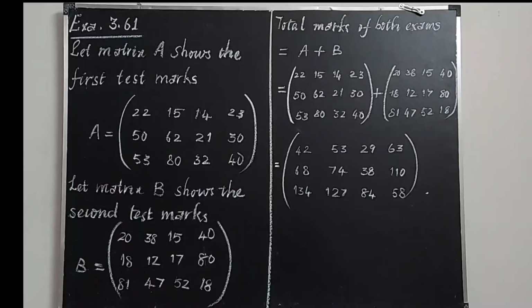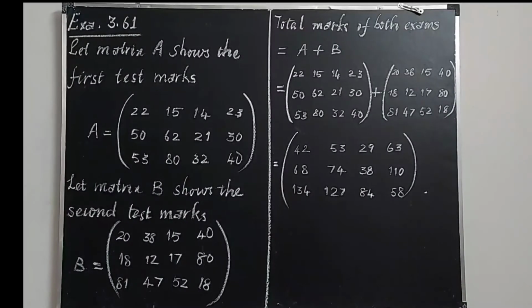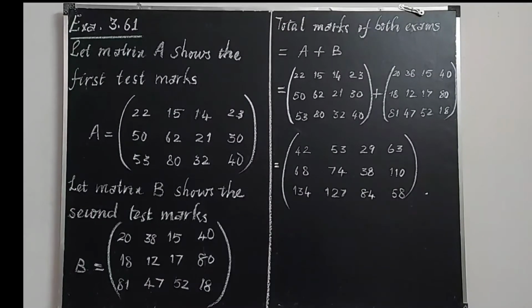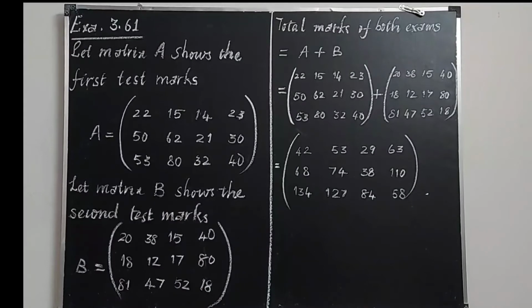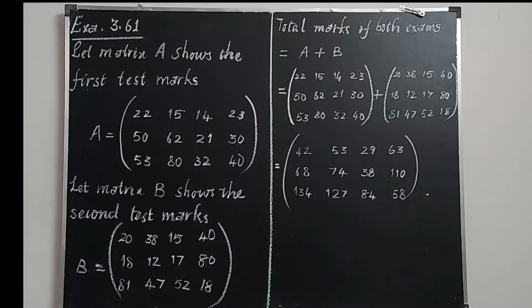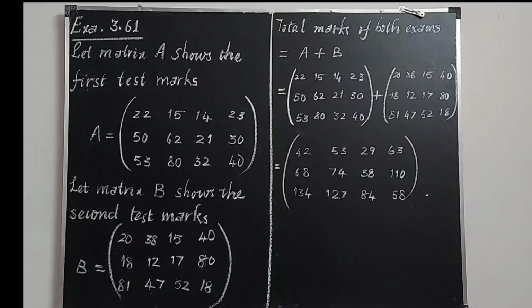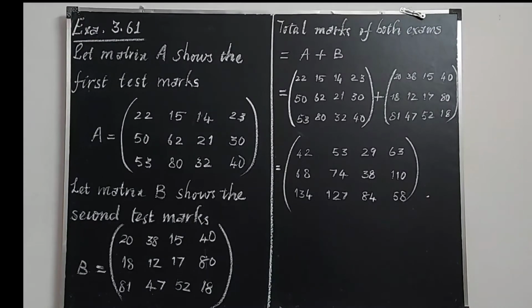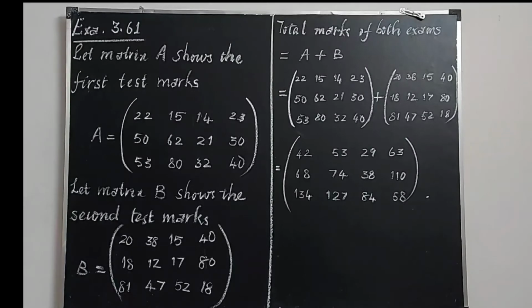Two examinations were conducted for 3 groups of students, namely Group 1, Group 2, Group 3, and their data on average of marks for the subjects Tamil, English, Science, Mathematics are given below in the form of matrices A and B. People, matrices are very good elements to store the data. Instead of writing in tabular columns, we can easily store so much data in the form of matrices. Here two matrices are given.